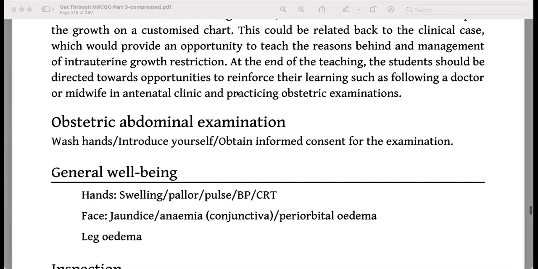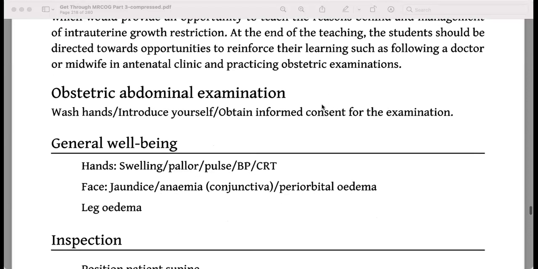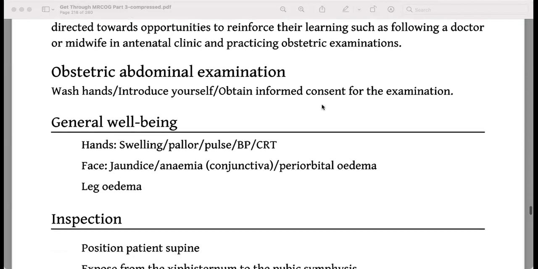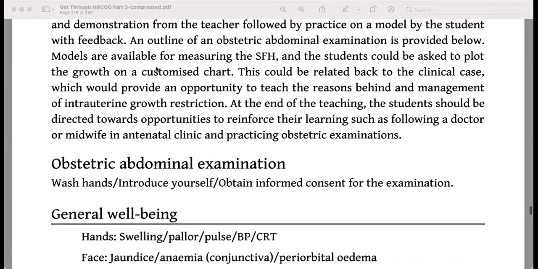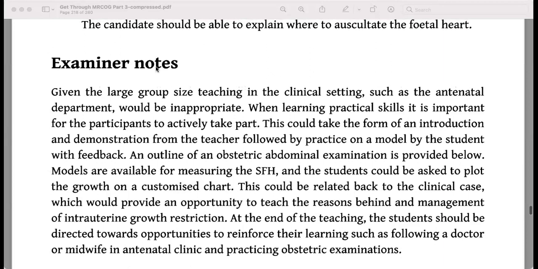At the end of teaching, the student should be directed towards opportunities to reinforce their learning, such as following a doctor or midwife in antenatal clinic and practicing obstetric examination. So this is what is required for you to cover a teaching station or a teaching session when they ask you to design a teaching session.